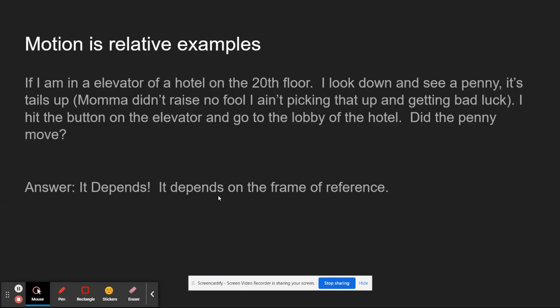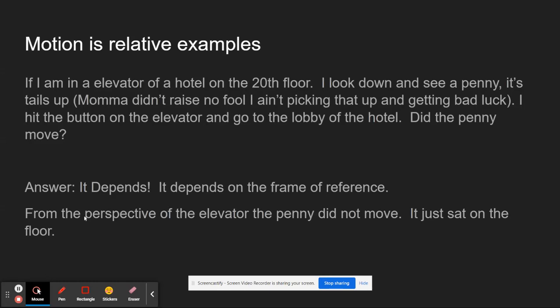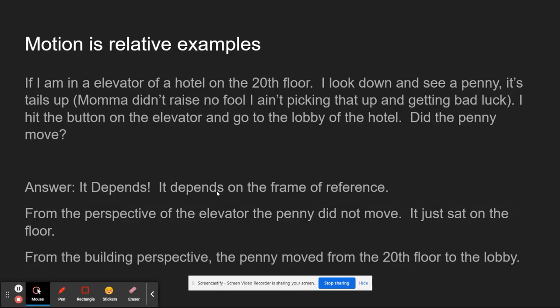It depends on your frame of reference. How are you looking at the penny? Because inside the elevator, I look down and that penny didn't get up and walk around. It stayed right there. From the perspective of the elevator, the penny just sat on the floor. There was no motion. It didn't get up and do a little dance. It stayed right next to my foot the whole time. But from the perspective of the building, the penny went from the 20th floor all the way to the lobby, just like I did.